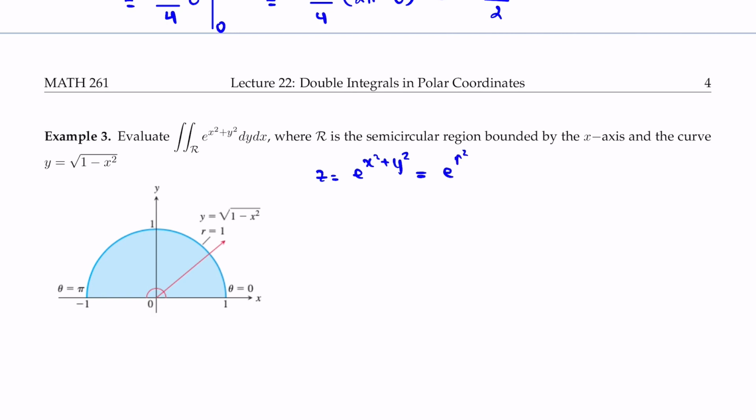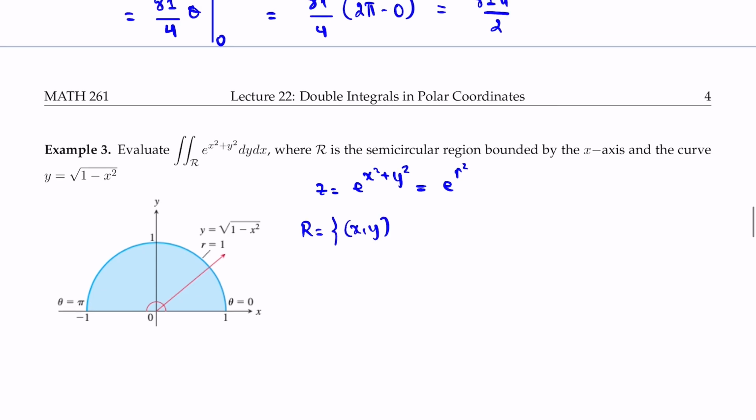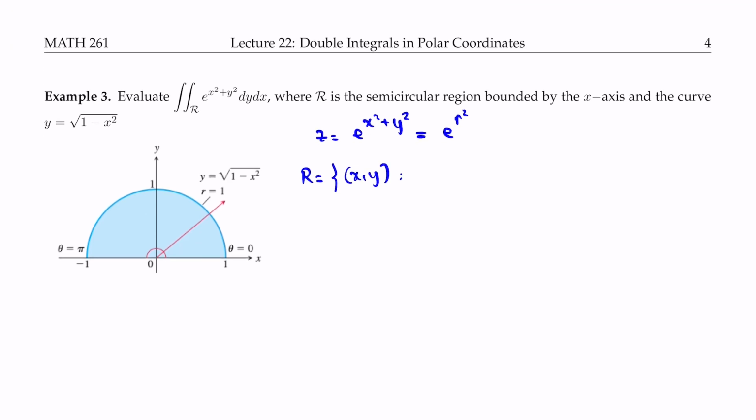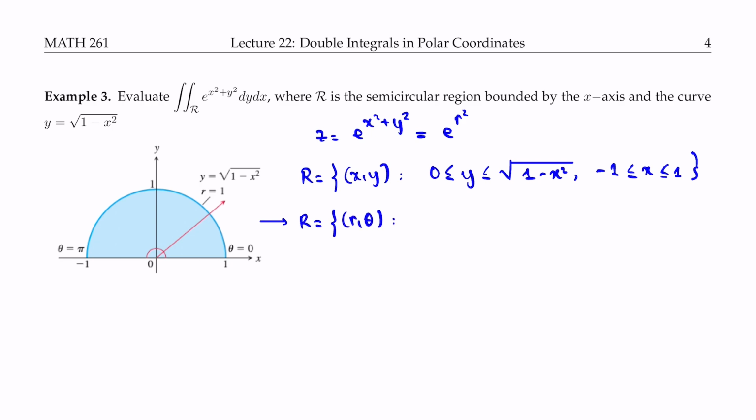For e to the x squared plus y squared, we can rewrite that as e to the r squared. And for the region of integration, instead of the set of points x, y, where y is bounded between 0 and square root of 1 minus x squared, and x is bounded between -1 and 1, we're going to rewrite this region in terms of polar coordinates as follows. To get r, we're going to draw a ray going from the smallest point to the highest point. That is, r is between 0 and 1.